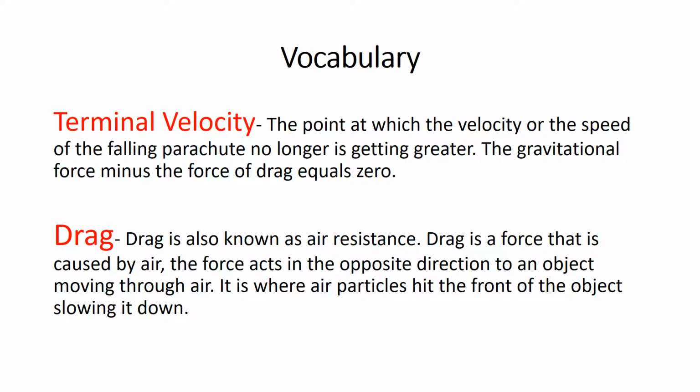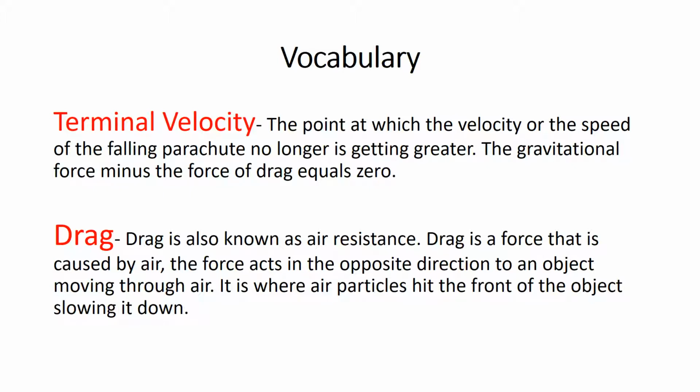Some vocabulary that is necessary to know when dealing with parachutes is terminal velocity. Terminal velocity is the point at which velocity, or the speed of a falling parachute, no longer is getting greater, so it's moving at a constant speed, it's not accelerating. The gravitational force minus the force of drag would equal 0.